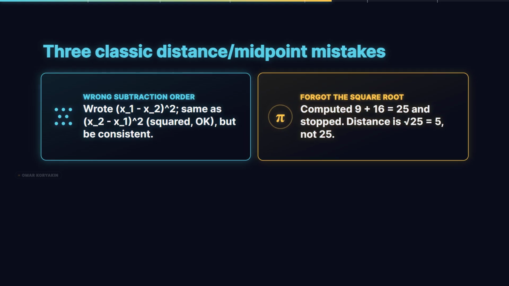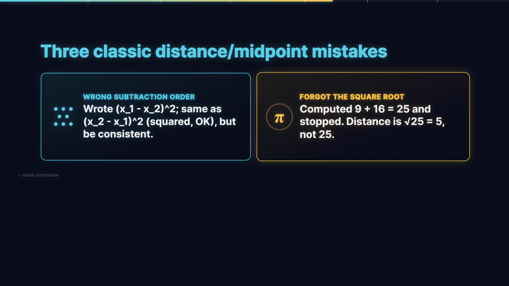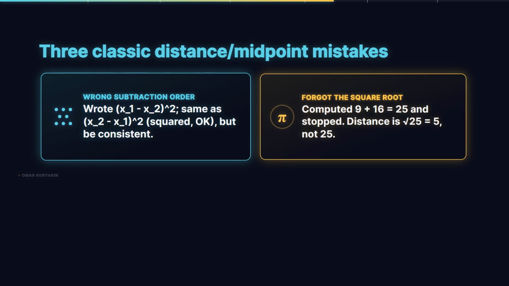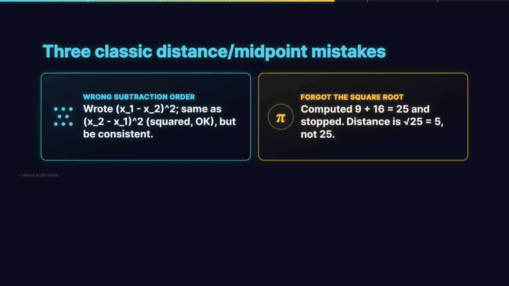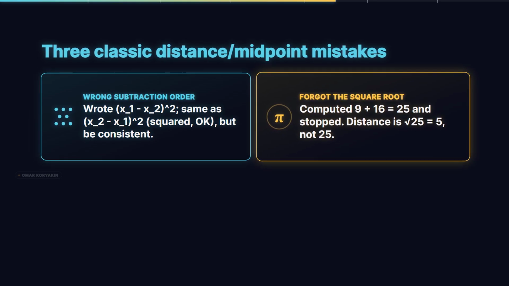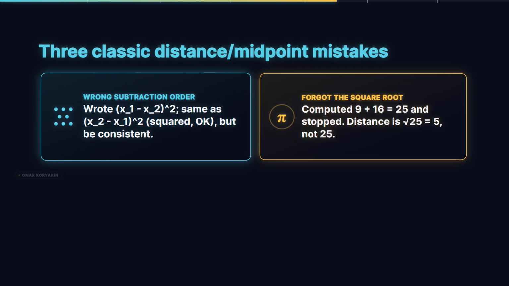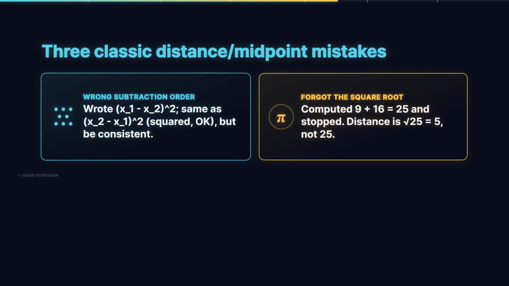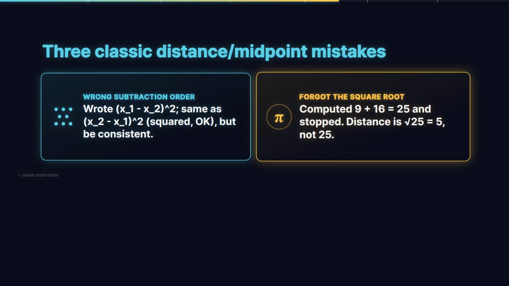Second mistake: forgetting the square root at the end of the distance formula computation. A student computes the squared horizontal separation as 9, the squared vertical separation as 16, sums to 25, and writes 25 as the distance.